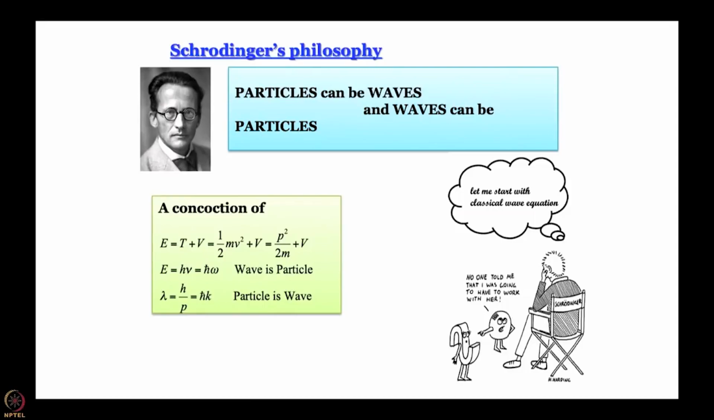Now, the tools were all there, because you know that the total energy of a system like that would be a sum of kinetic energy and potential energy. And then we know that E equals h nu, and we know the de Broglie relation.